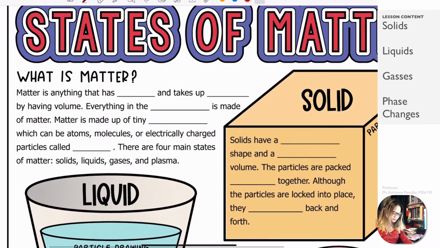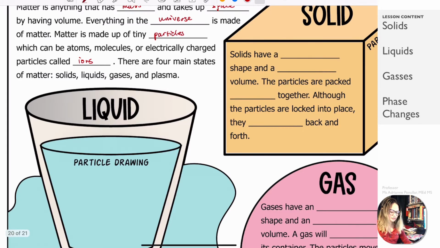So matter is anything that has mass and takes up space. Everything in the universe is made of matter. And matter is made up of tiny particles, which we talked about before as well, which can be atoms, molecules, and electrically charged particles called ions, which we will be talking about in the later section. There are four main states of matter, and those are solids, liquids, and gases.